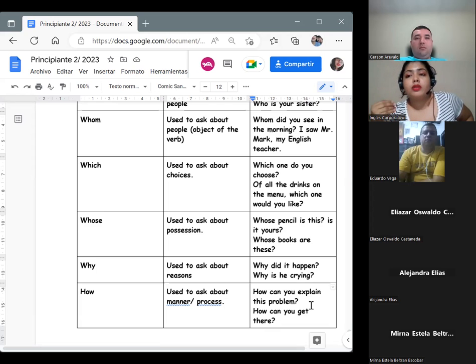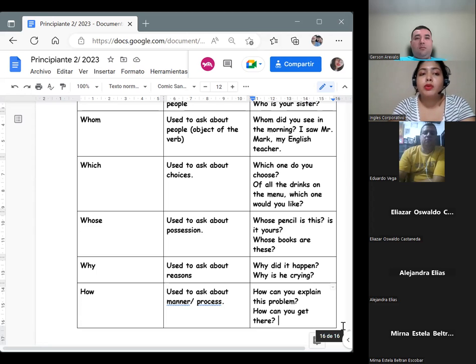Por ejemplo, how old, estamos hablando de la edad, qué tan viejo, qué tan antiguo. How long, qué tan largo, how expensive, cuando hablamos de dinero, how come, cómo pasó, cómo sucedió algo. Hay muchas más palabras que se le pueden agregar al how y que nos va a ayudar a obtener mucha más información específica, ¿verdad? Mucha información específica de ciertas cosas que nosotros estemos necesitando saber.